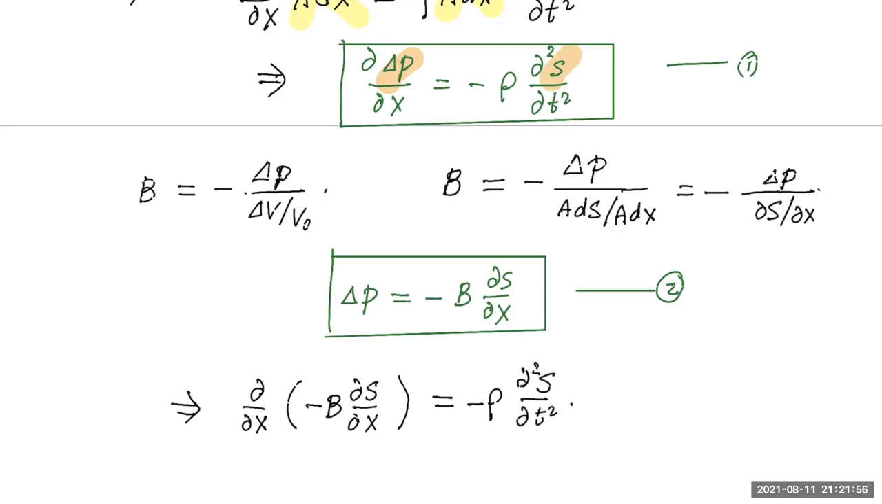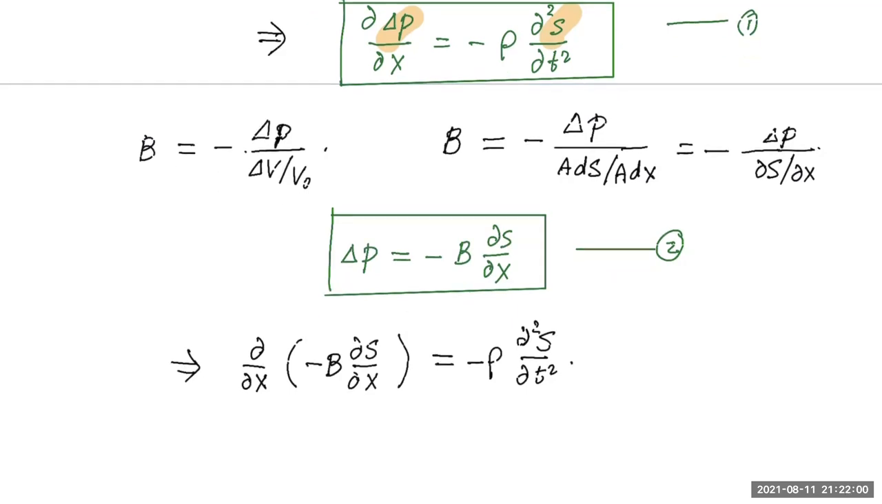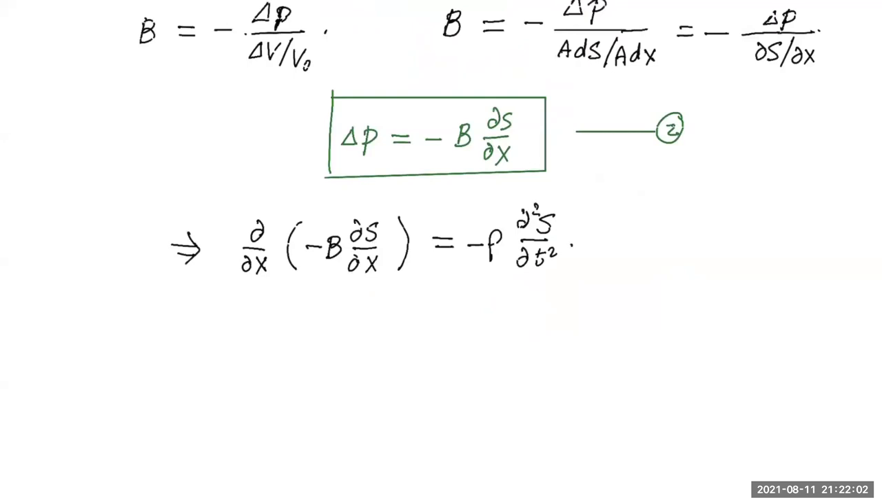Okay, this differential equation has no delta P anymore. There's only S as the only unknown function. So let's clean that up a little bit. Let's get rid of the two negative signs on either side, and let's complete the second derivative on the left-hand side.